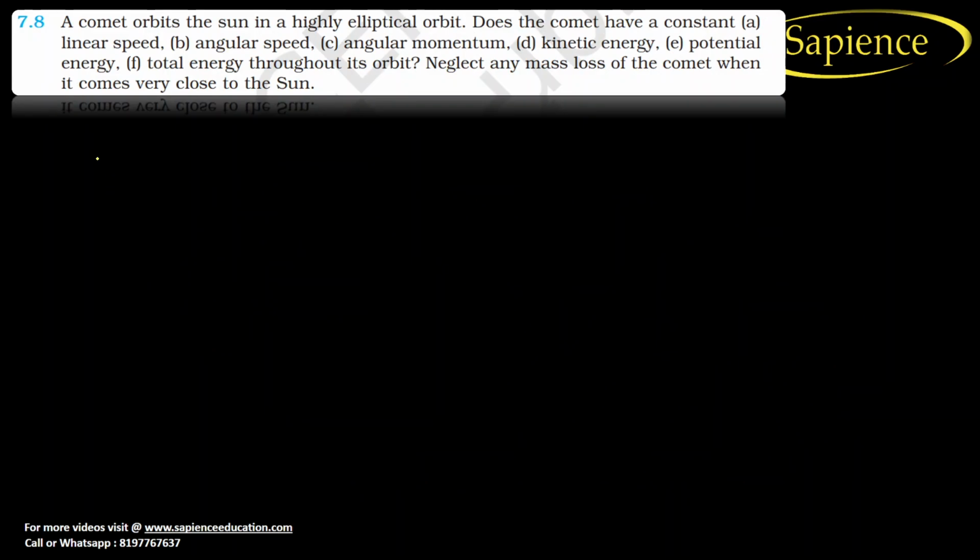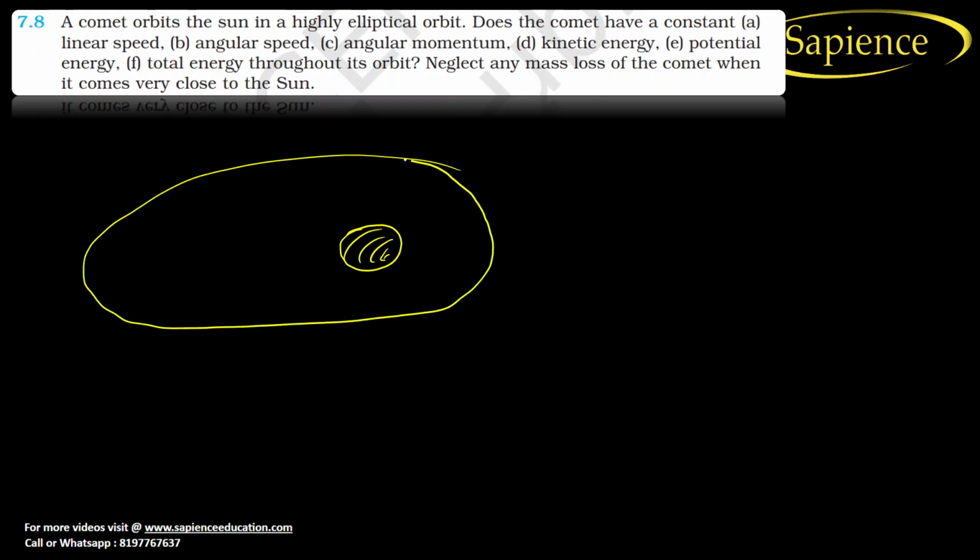Now, question number 7.8 for the gravitational chapter. A comet orbits the sun in a highly elliptical orbit. So let us consider there is a sun, and there is a comet which moves in an elliptical orbit. So let us consider there is a comet here, which will move, right? Okay. Does the comet have a constant linear speed? So first question they are asking, does the comet have a constant linear speed?